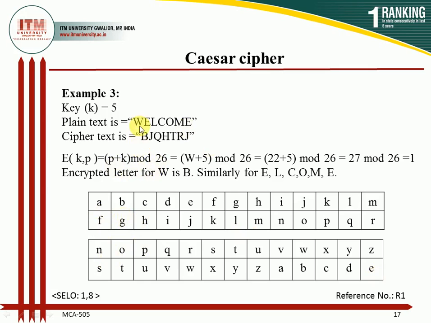And directly, W is represented by B. So here W is represented by B. E is represented by J. So here E is represented by J, right? Or you can use this method, or you can use that method.